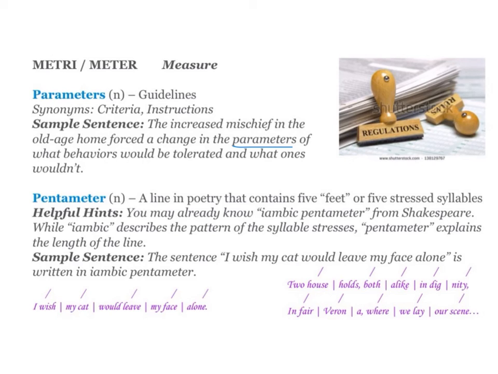Your last word is pentameter. Pentameter is a line in poetry that contains 5 feet or 5 stressed syllables. There are examples below that I'll get to in a second. But your helpful hint is that you may already know iambic pentameter from Shakespeare. While iambic describes the pattern of the syllable stresses, pentameter explains the length of the line.